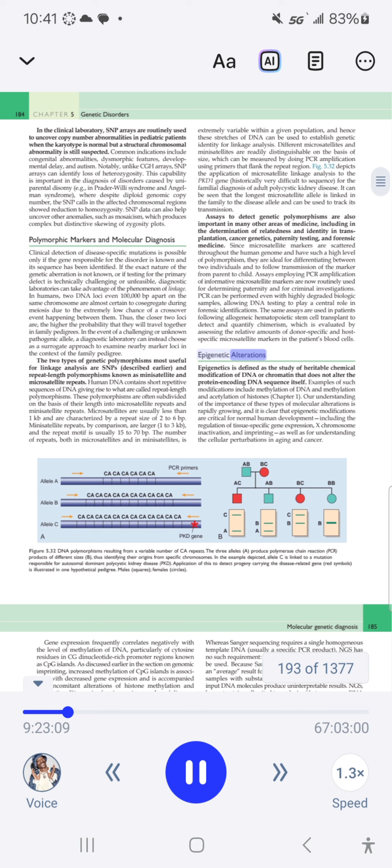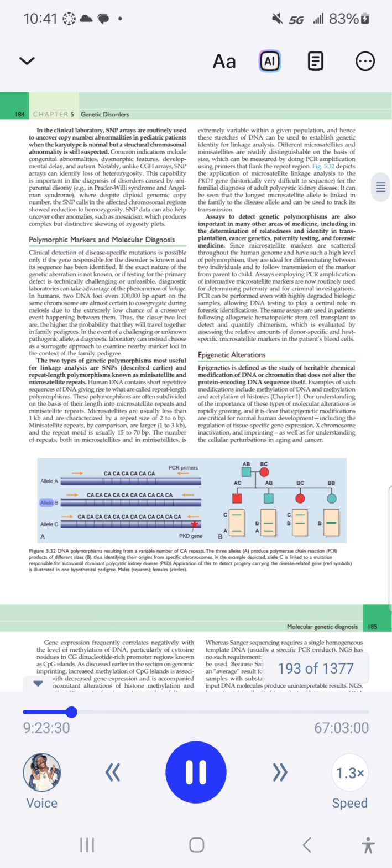Epigenetic alterations. Epigenetics is defined as the study of heritable chemical modification of DNA or chromatin that does not alter the protein encoding DNA sequence itself. Examples of such modifications include methylation of DNA and methylation and acetylation of histones. Our understanding of the importance of these types of molecular alterations is rapidly growing, and it is clear that epigenetic modifications are critical for normal human development, including the regulation of tissue-specific gene expression, X chromosome inactivation, and imprinting, as well as for understanding the cellular perturbations in aging and cancer.